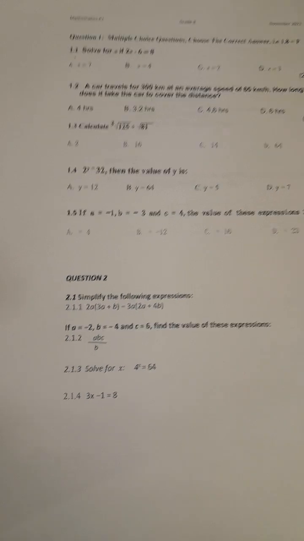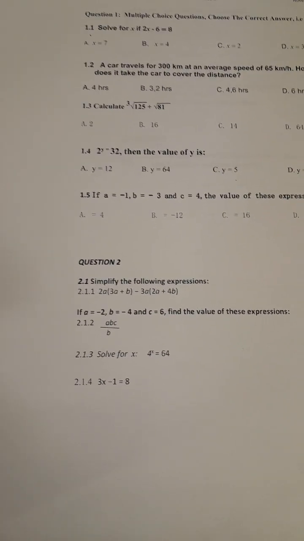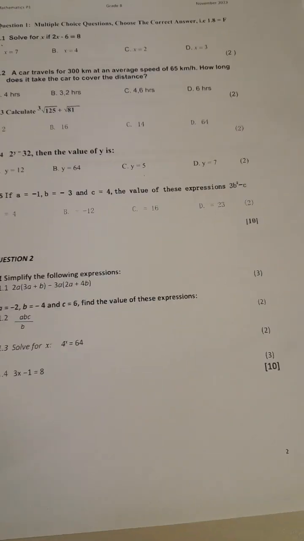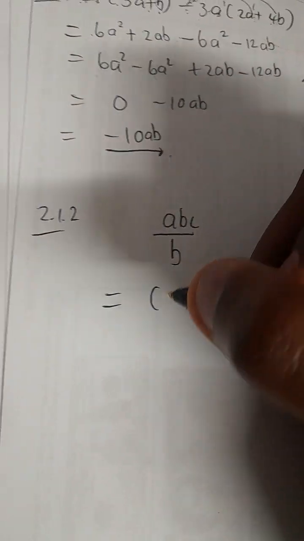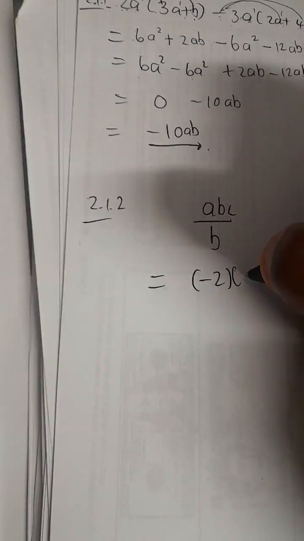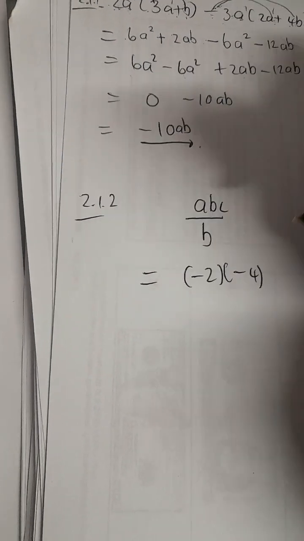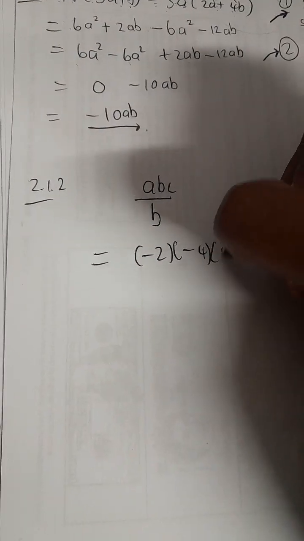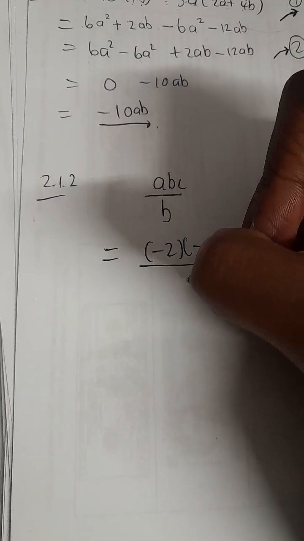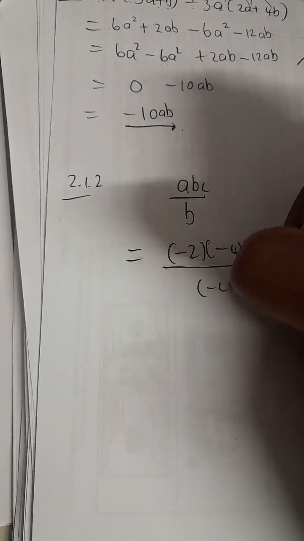So 2.1.2, abc over b, if a is equal to negative 2. It means for this question, in the place of a, we're going to substitute negative 2. We use brackets. In the place of b, we are going to use negative 4 in brackets. In the place of c, we are going to use 6 in brackets. Then over b is negative 4 in brackets.